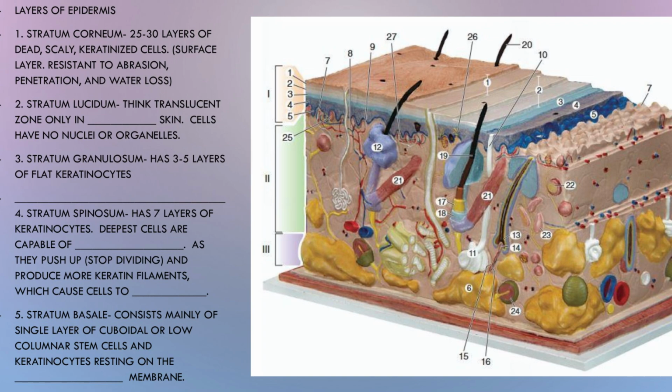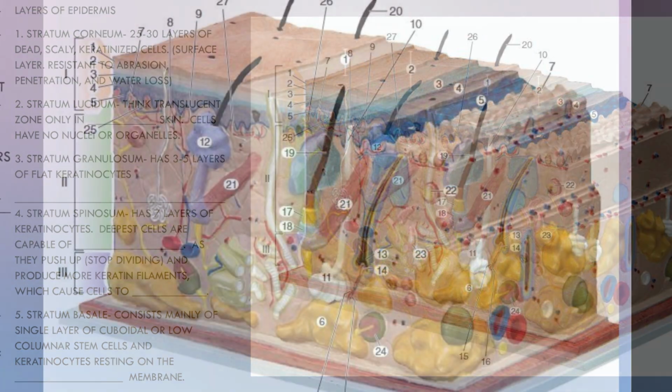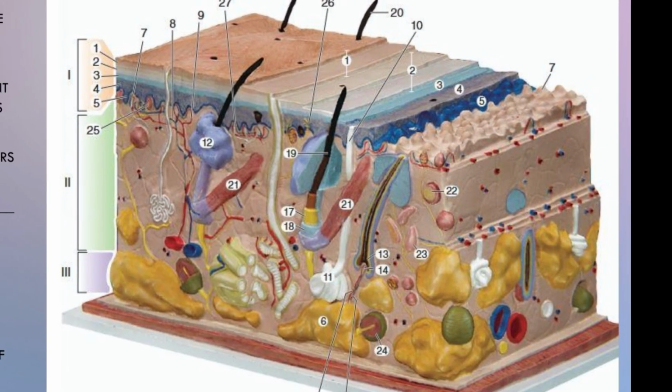Number 1 was stratum corneum, number 2 stratum lucidum, only in thick skin, palms of the hands, soles of the feet. Number 3, stratum granulosum. Number 4 was stratum spinosum. This is where those deeper cells can undergo mitosis. Number 5 was stratum basale or bacilli. It's resting on that basement membrane. And so you should be able to remember these in order.